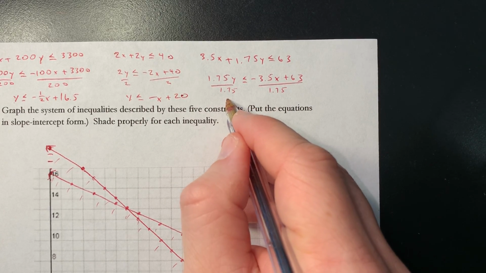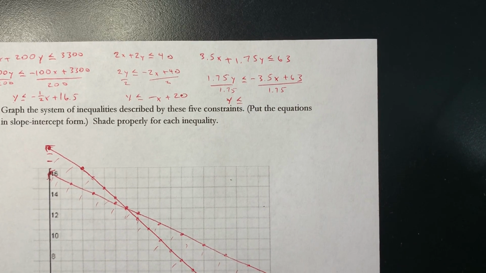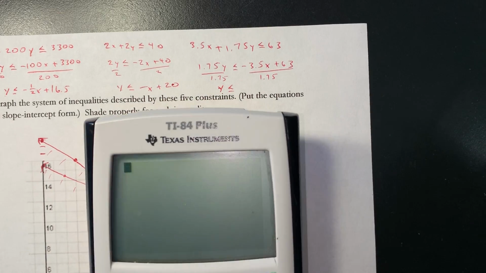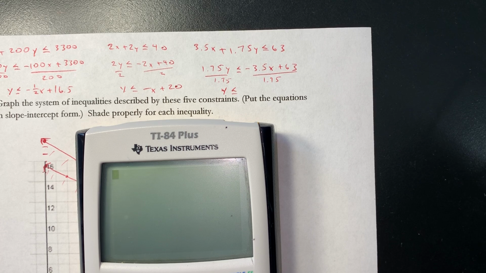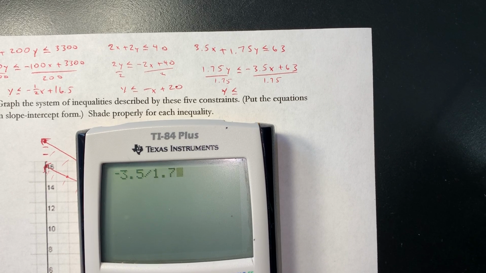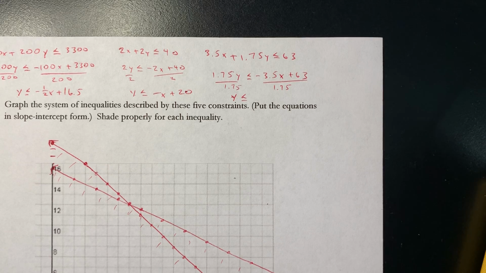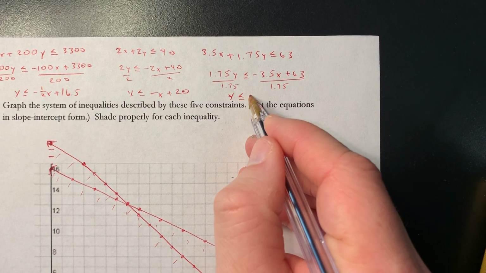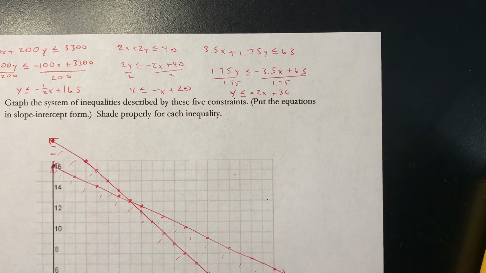So I get y is less than or equal to, okay, then I'm not quite so sure of these calculations, so I'm going to type those in the calculator. Negative 3.5 divided by 1.75 is negative 2, and 63 divided by 1.75 is 36. Okay, so I have negative 2x plus 36.